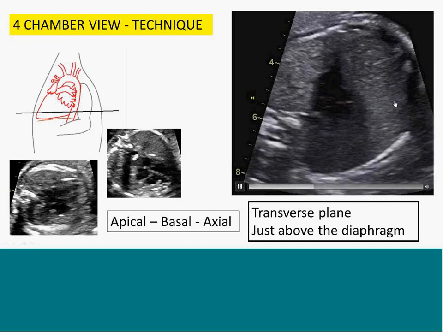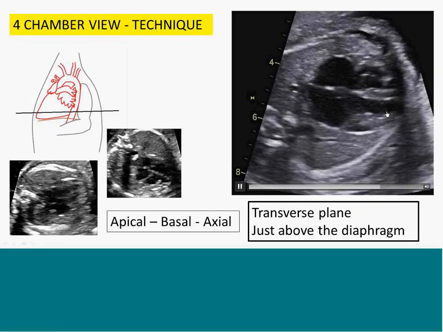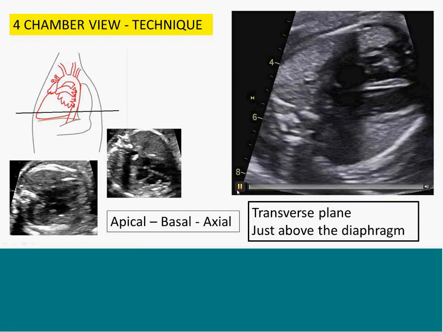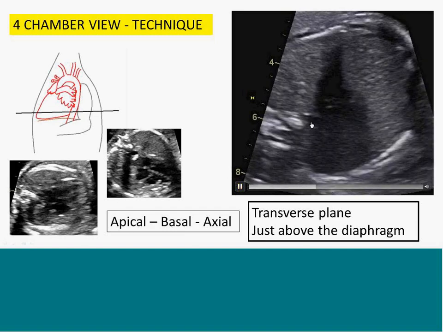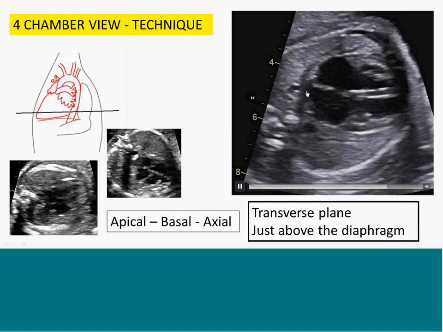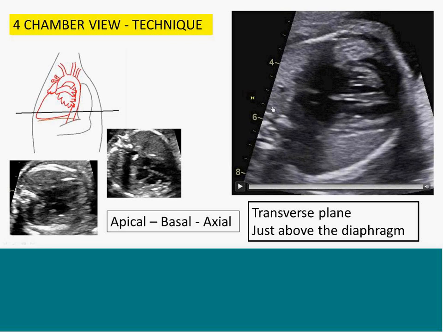You sweep a little in the chest at the level of the diaphragm, and you will get a four-chamber view. You can see this is the stomach bubble and this is the aorta. You come to the heart and you get the apex of the heart and the base of the heart, and you get a four-chamber view. I am not cutting more than one rib. And what you get is a four-chamber view.